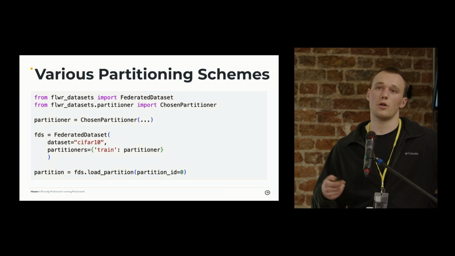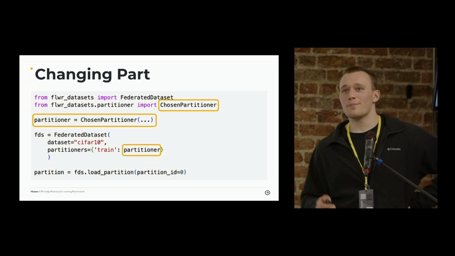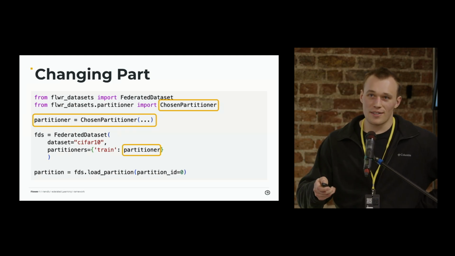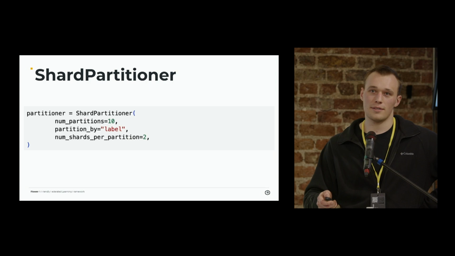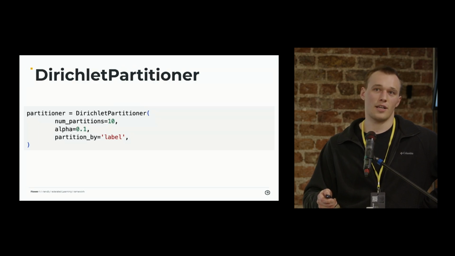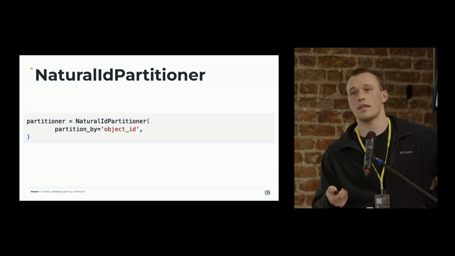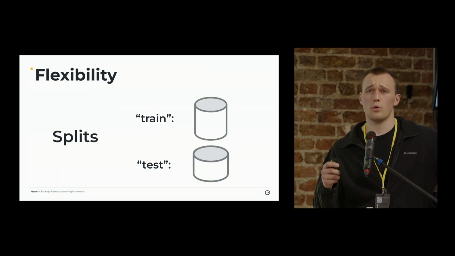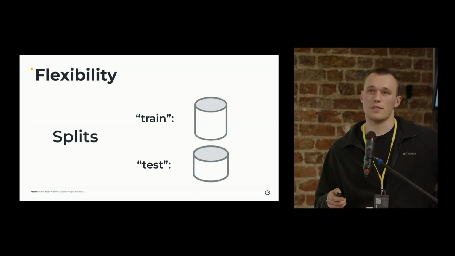Then you just go load partition, give partition ID, you're ready to go. That's the part that will change: IID, shard, Dirichlet, and many others. Oh, natural ID, yeah, if a dataset allows you. Well, flexibility. Let's talk more about the configuration of the dataset.